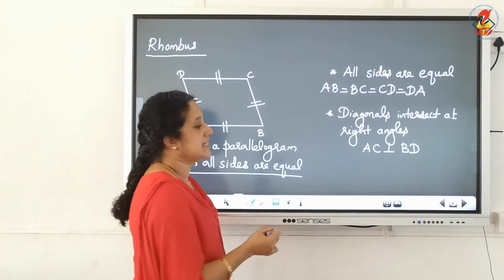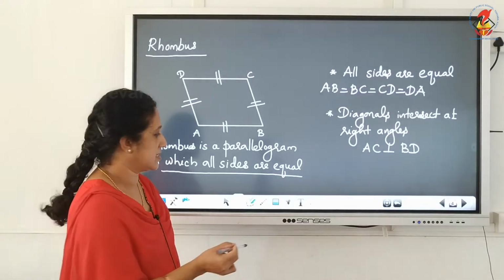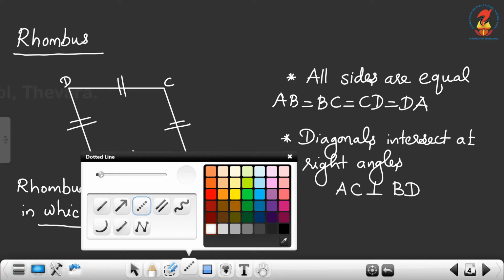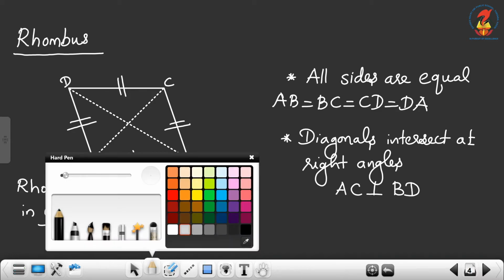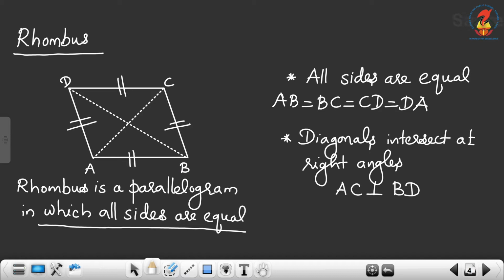Then diagonals intersect at right angles. So here also we can draw the diagonals. When you join A and C, we will get one diagonal. Then we can join B and D, we will get the next diagonal. Now the point of intersection, we can name it as O. So it has all the properties of the parallelogram.